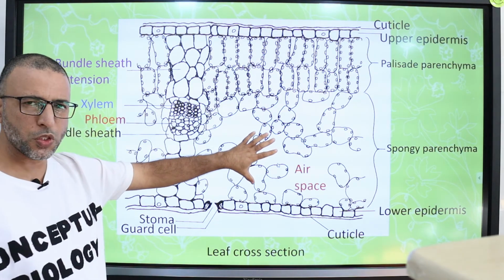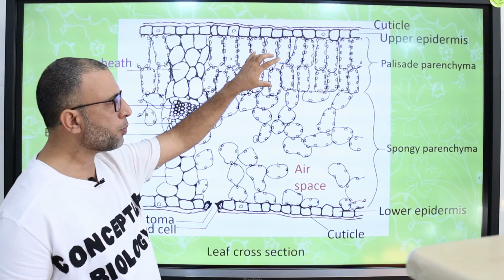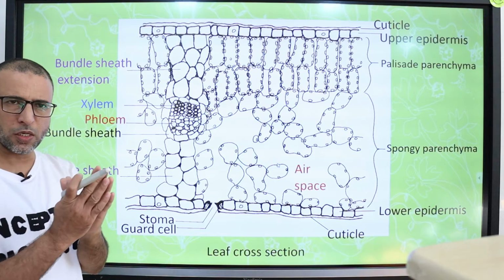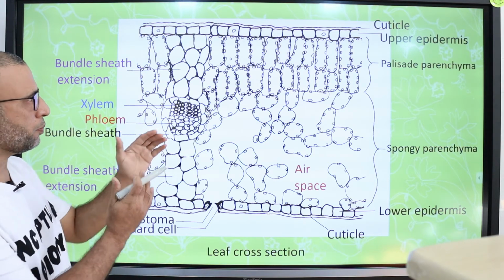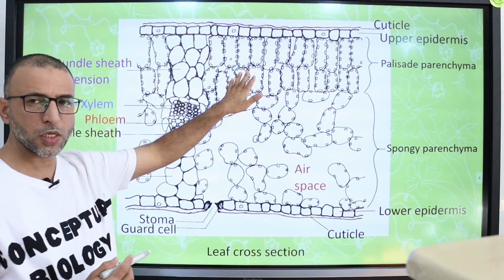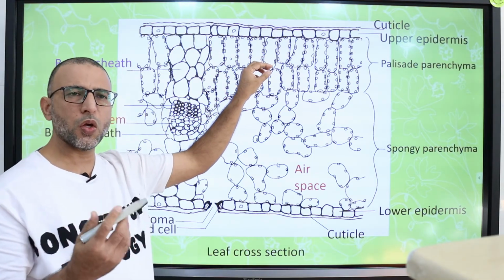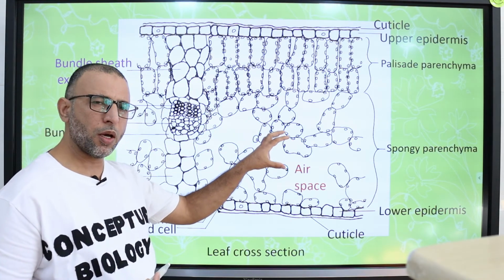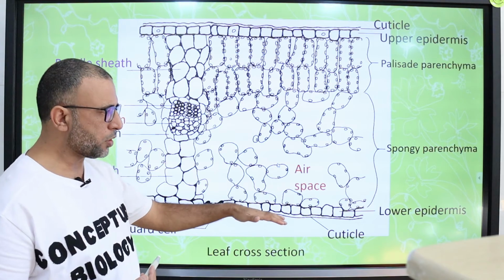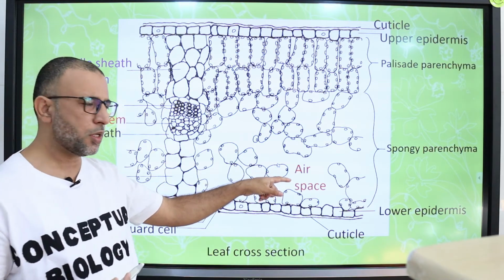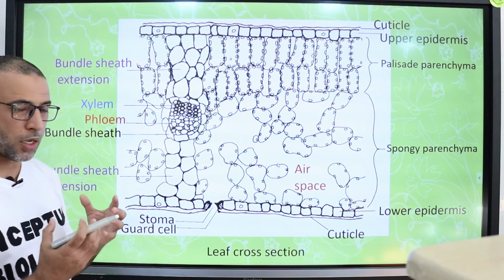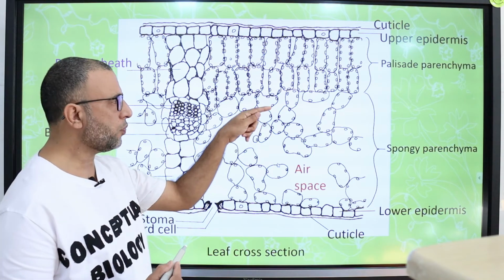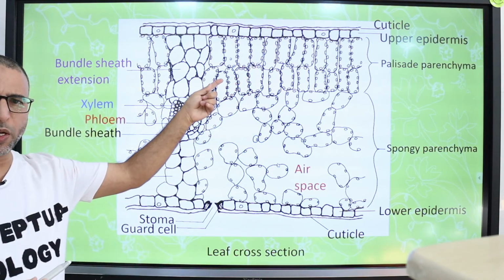The ground tissue is mesophyll, which is differentiated into palisade parenchyma and spongy parenchyma. Palisade parenchyma consists of cylindrical cells which are compactly arranged below the upper epidermis without intercellular spaces, and palisade cells contain numerous chloroplasts and are photosynthetic in function. Spongy parenchyma cells are irregularly shaped cells present towards the lower epidermis. They contain air spaces, so they are loosely arranged. They also contain chloroplasts, but the number of chloroplasts in spongy parenchyma is comparatively less than in palisade parenchyma.